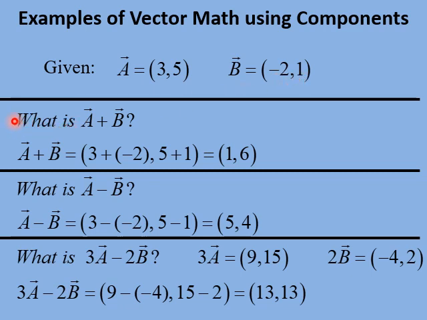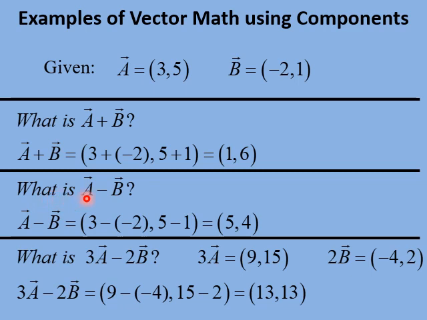So the first question here is, what is vector A plus B? Instead of doing the tip to tail method, all we have to do is add the components together. So notice I have a 3 here and a -2 here. So I'm going to add 3 plus -2 to get 1. That is our x component of the sum. For the y components, I've got 5 here and 1 there. So 5 plus 1 gives me 6. So here is my sum. The sum vector is 1, 6. So very, very convenient and simple working with components.